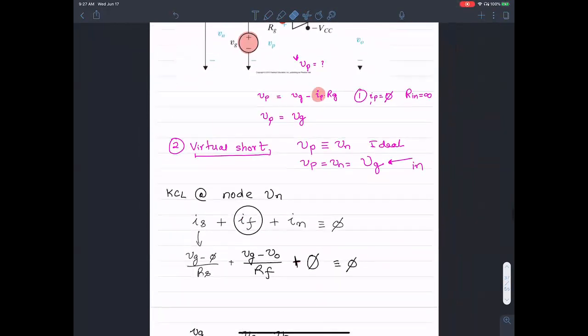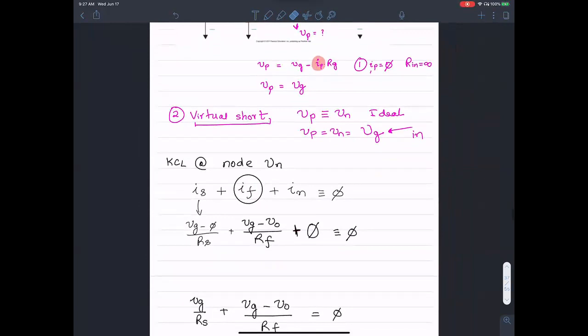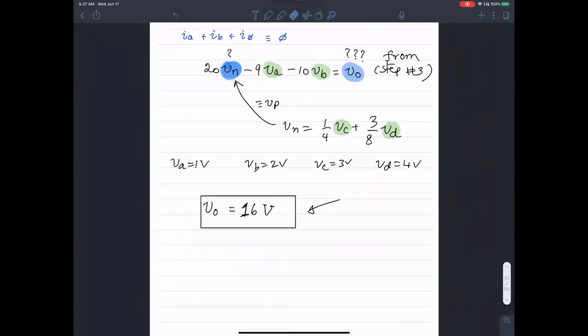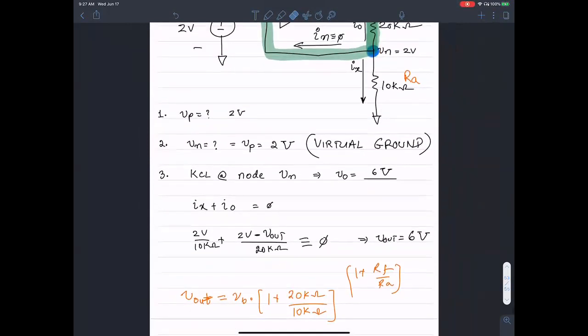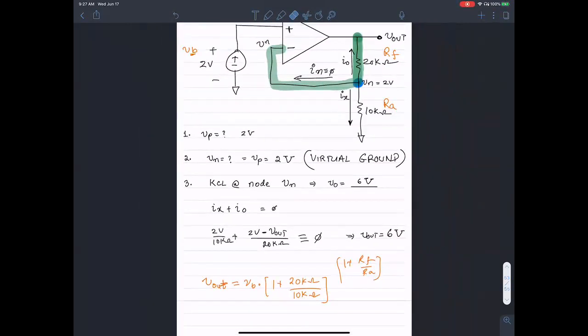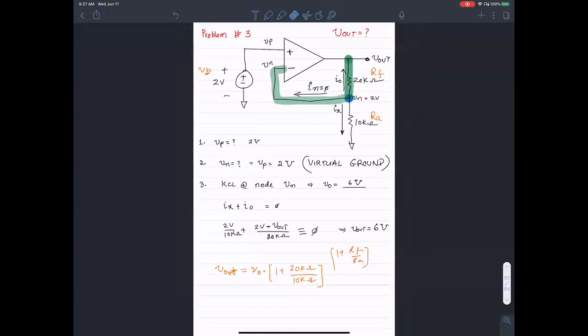So what I want to do is to stop here, unless you have questions, and then we'll come back to work on chapter number 6. So this will be the end of chapter number 5, operational amplifiers. When we come back, we'll be talking about chapter 6.